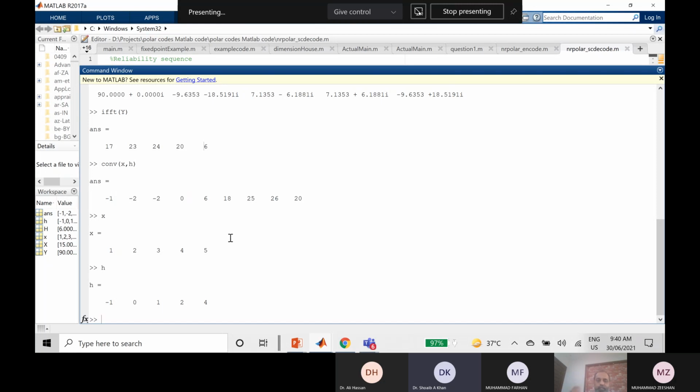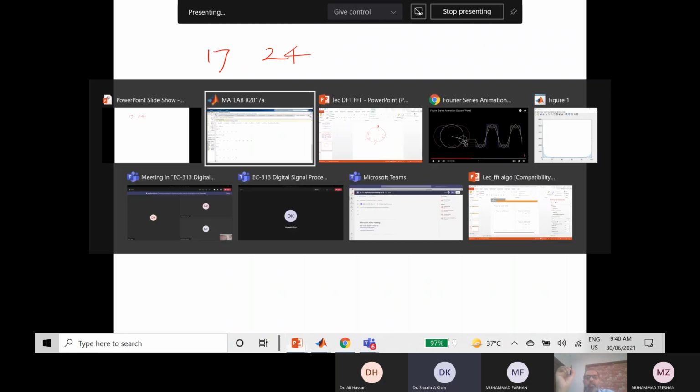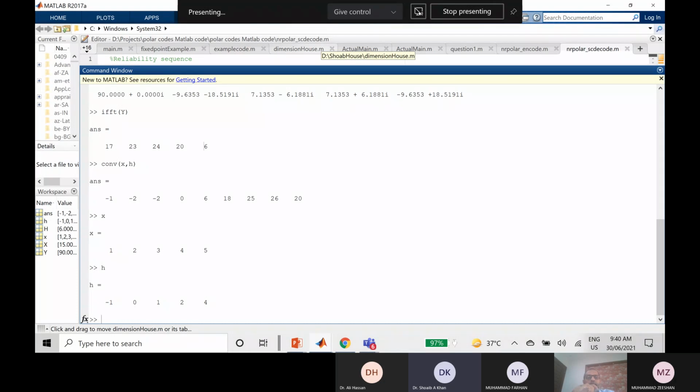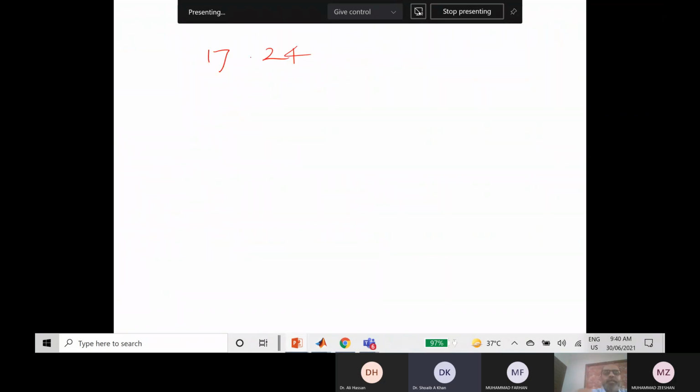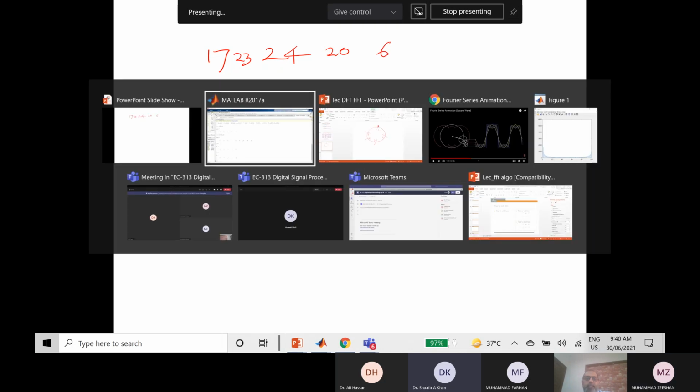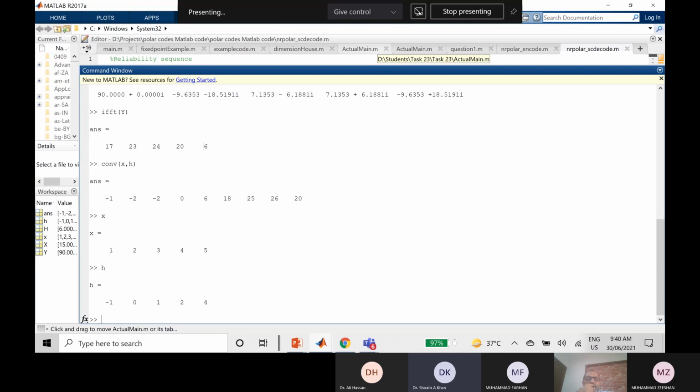Okay, so let me just write down this answer: 17, 23, 24, 26. किसी ने याद रखना है इसे. 17, 23, 24, 20 and 6 ये था, है ना. 17, 23, 24, 20 and 6.